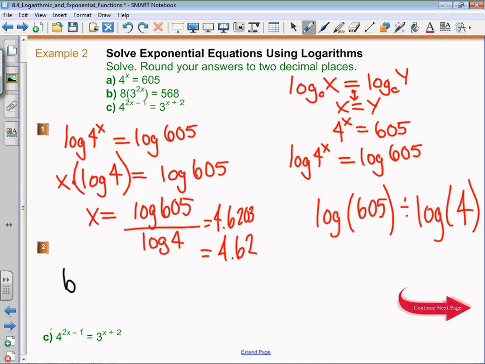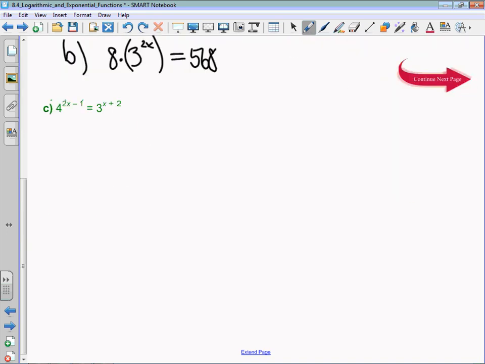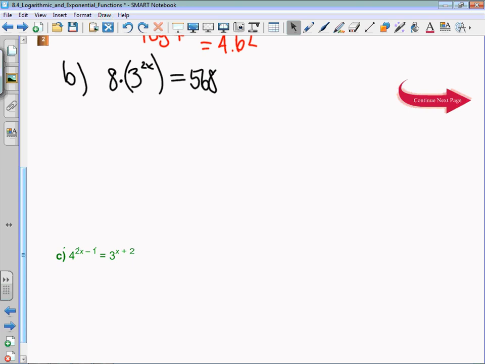So B wants us to solve 8 times 3 to the power of 2x, I'll throw a bracket around that like they did, is equal to 568. Now, again, there's a couple different ways of solving this. I really like the idea of getting the variable and the exponent alone on one side. So how I'm going to solve this is immediately, I'm going to divide it by 8.